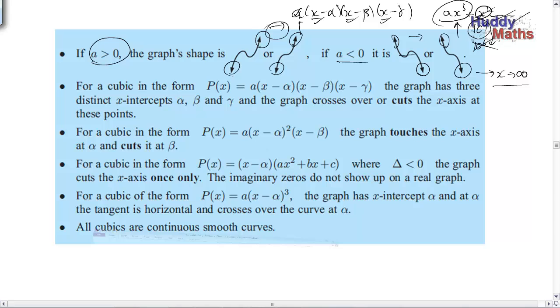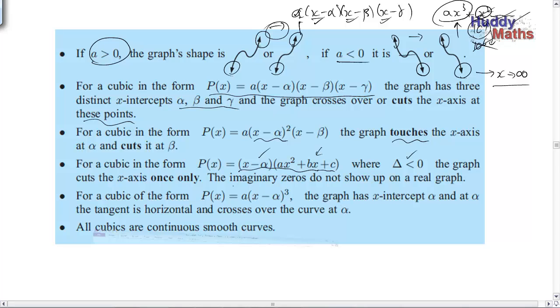Okay, so here's a cubic with 3 linear factors. The graph has 3 distinct intercepts, you know that. And the graph crosses over or cuts the x-axis at these points. Okay, and here's the repeated one. The graph touches at alpha and cuts it at beta. We've talked about this. And this one here, this is if b squared take 4ac is less than 0, the graph cuts the x-axis there.